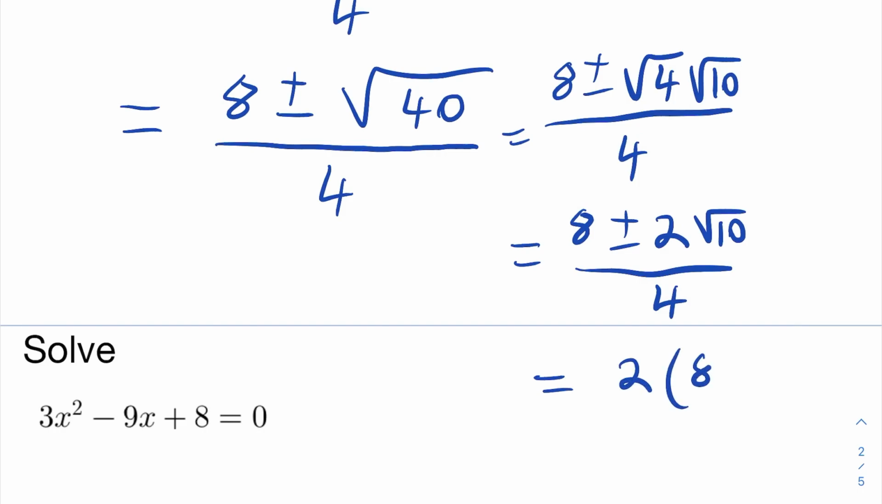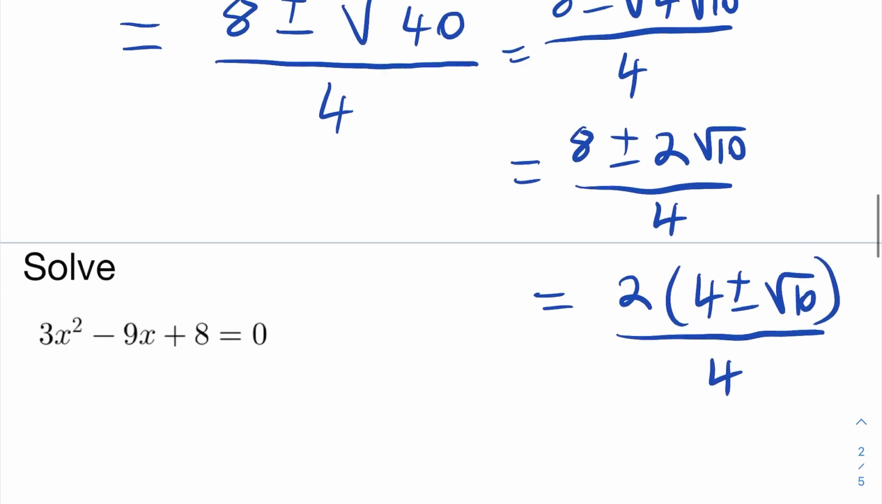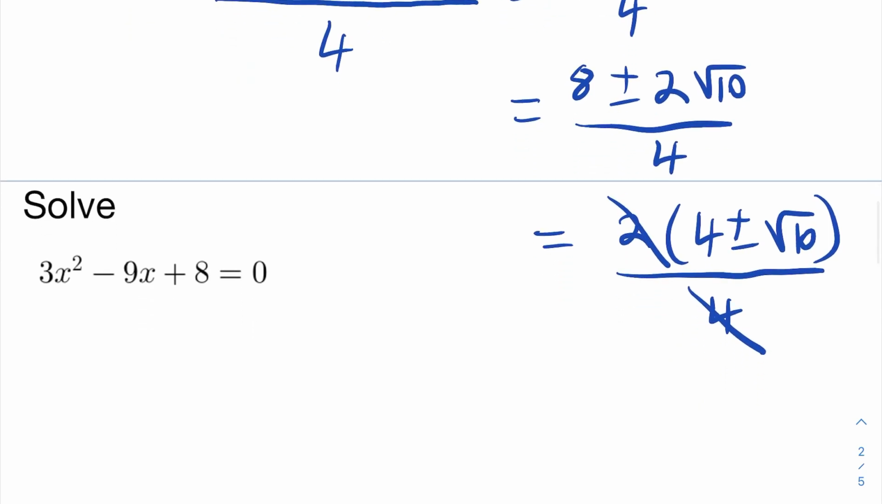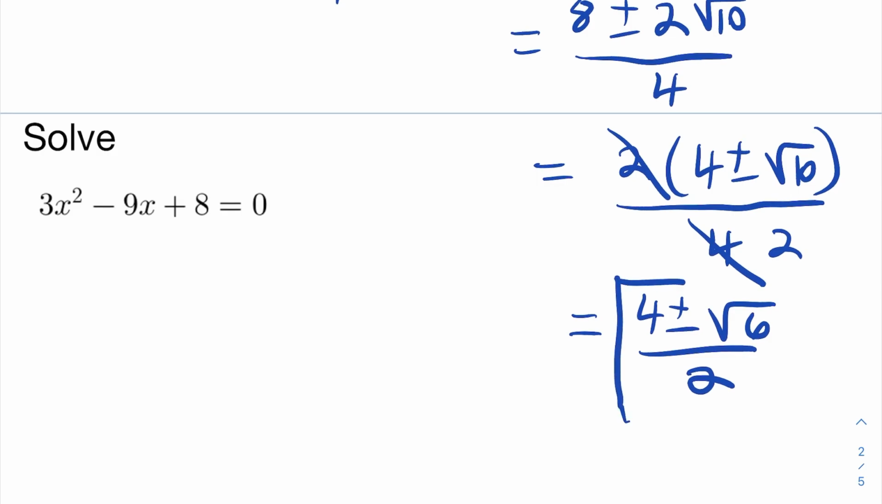If you factor out a 2, you're going to have 4 plus or minus the square root of 10. And then because I factored out that 2, I can cancel it with one of the 2's in the 4. And my final answer here then is 4 plus or minus the square root of 10 over 2. There's a 2 that still remains when I cancel the 2 out of the top. So this is the final answer here. Those are the two solutions to that equation.